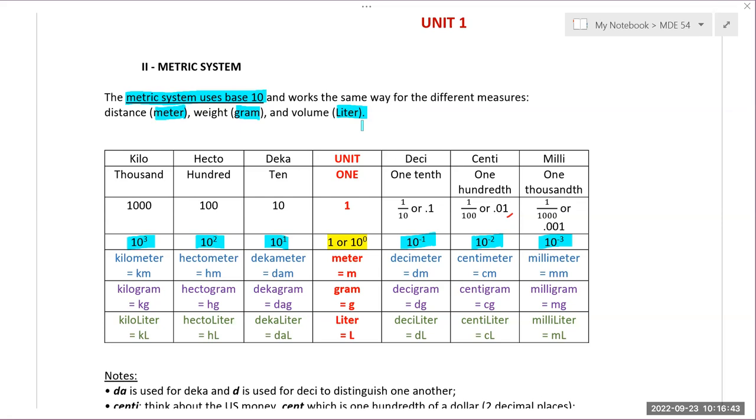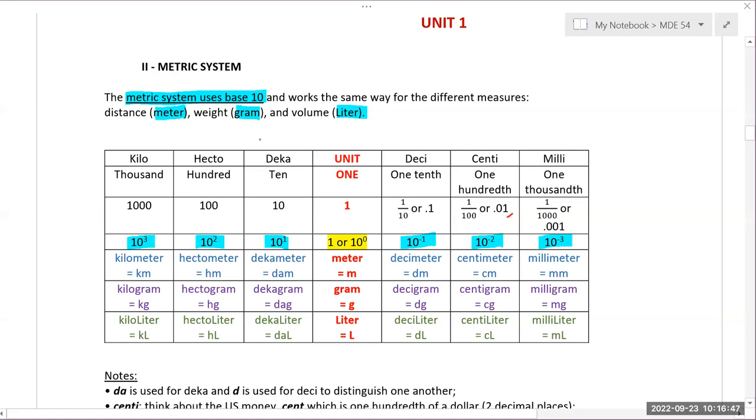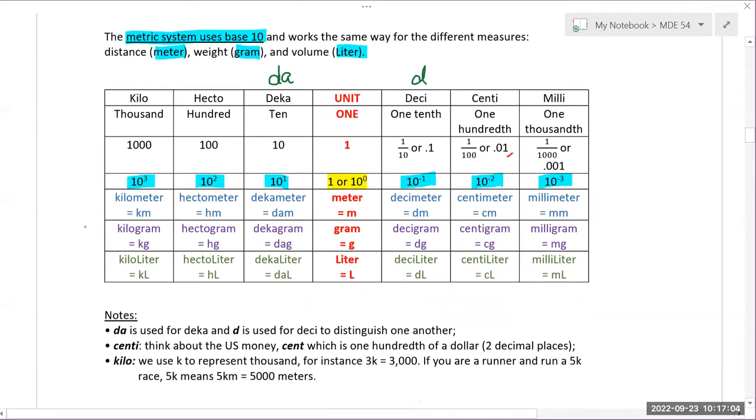Now, I will say there are 2 D's here. Deca is a da, so you'll see it be a dom, a dag, a dol. Deci is then our D: a decimeter, a decigram, a deciliter, to tell the difference. And then I've got those below in the notes.